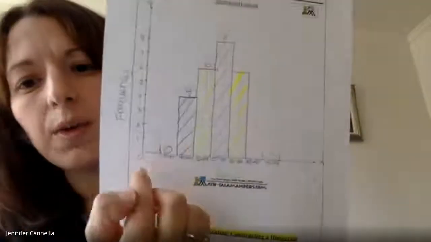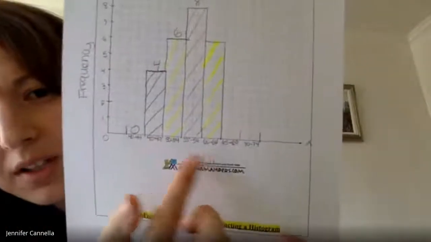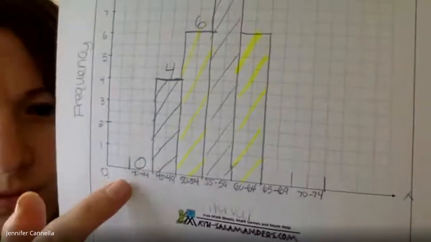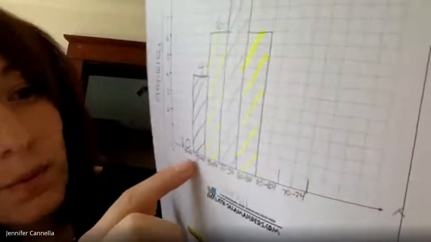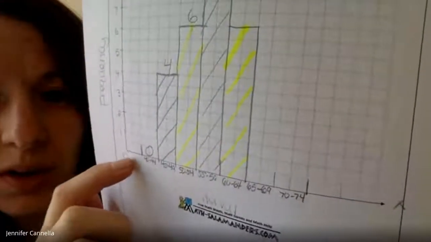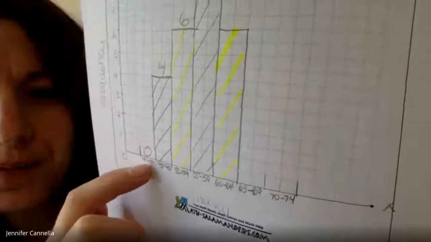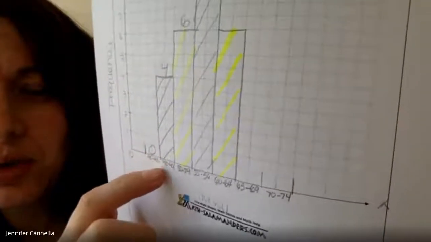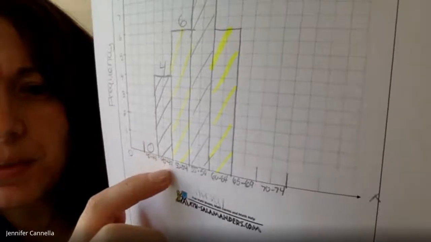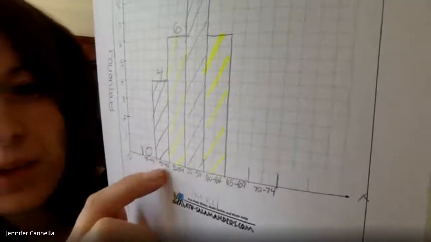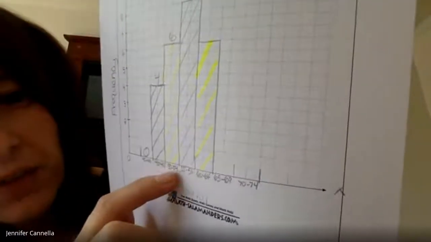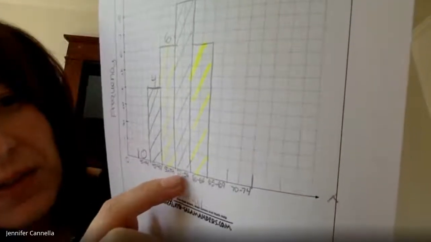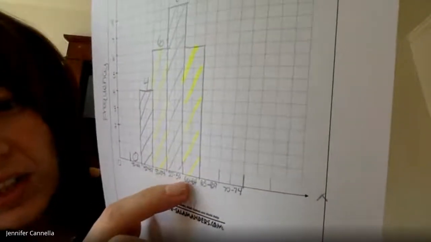Okay, so again, the interval is on the x-axis. So we're going to go from intervals 40 to 44. We're going to go 0. We're going to skip a box. So 0, skip, then the interval. And then you just keep writing each interval with 2 boxes in between: 45 to 49, 50 to 54, 55 to 59, 60 to 64.